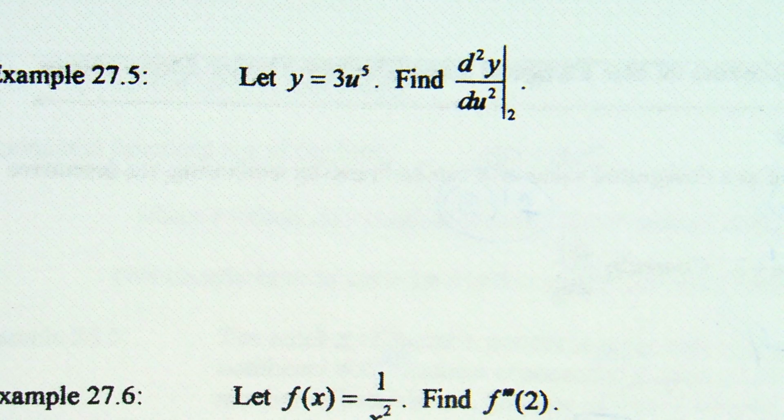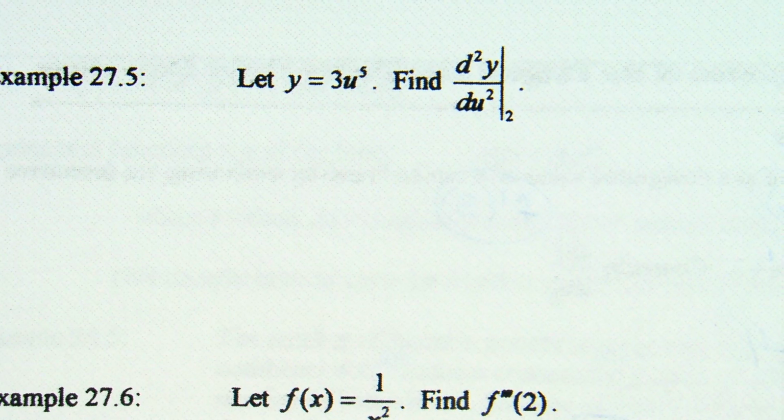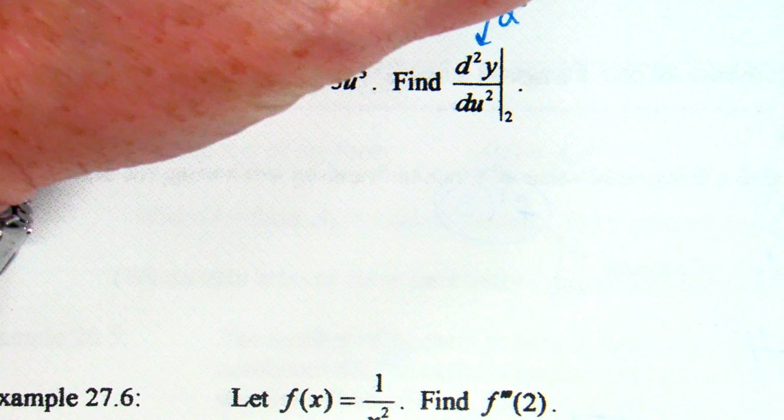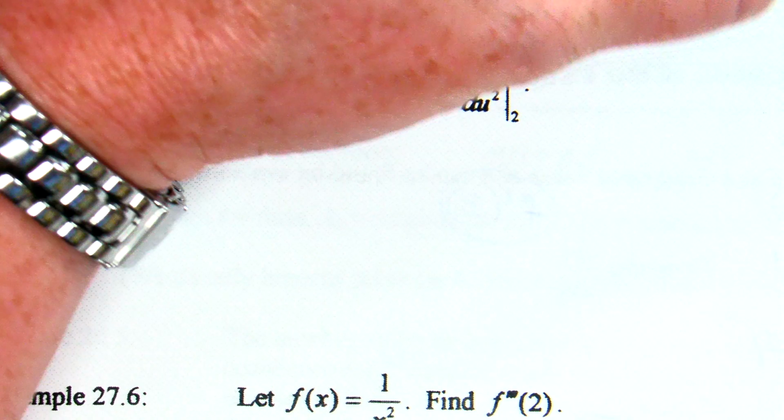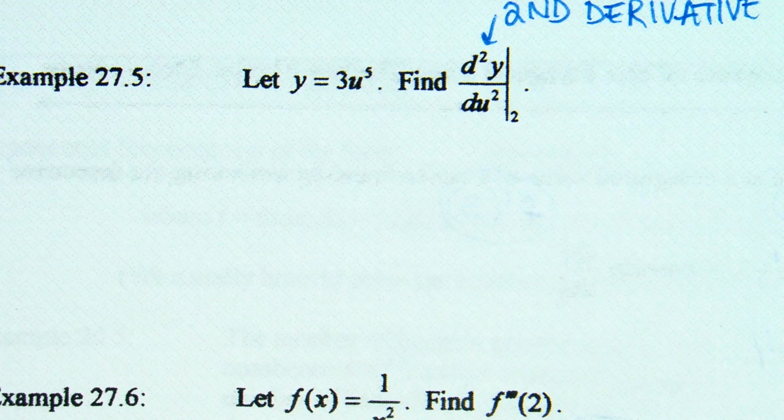My original equation is let y equals 3u to the 5th. Then it says find d squared y over du squared at 2. Normally it would say find dy du, which is asking for the first derivative. Since this has the 2's in there, it's asking for the second derivative. The second derivative just means I find the first derivative, and then I find the derivative of the first derivative. So we just find the derivative twice in a row. Sounds hard, but it's not.